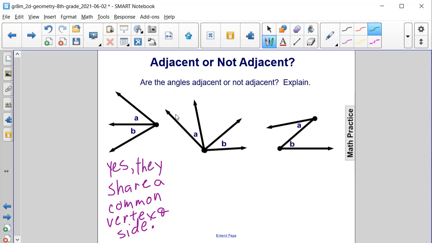Now let's look at the one in the middle. Angle A is here and angle B is here. Are these two angles adjacent or not adjacent? These angles are not adjacent because they do not share a common side.